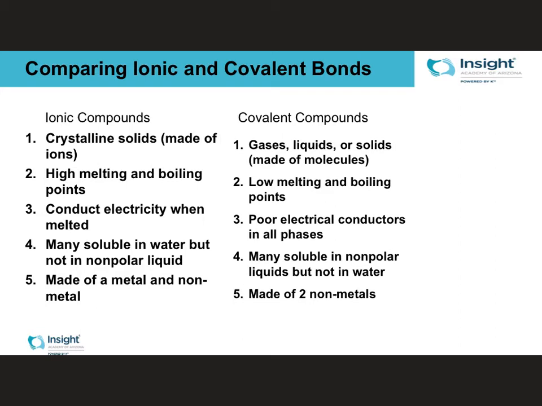Covalent compounds, on the other hand, can be gases, liquids, or solids. All right, so they're made of molecules. Especially since some of them can be a gas at room temperature, they have considerably lower melting and boiling points than our ionic compounds. They are poor conductors.